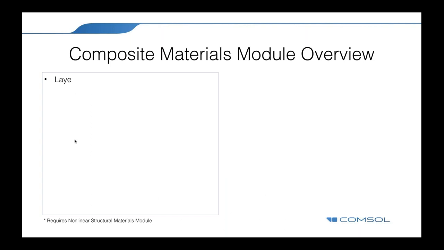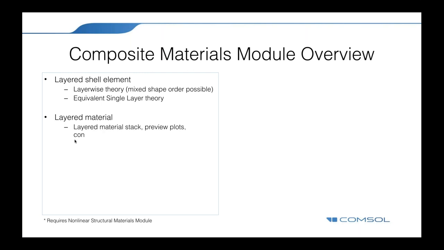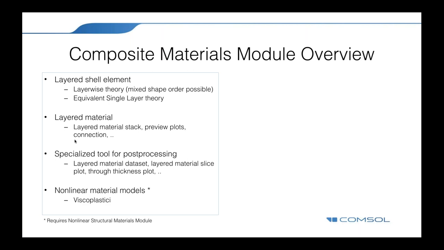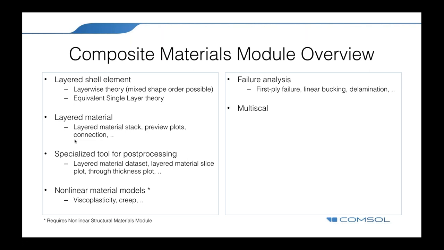The Composite Materials Module utilizes specialized layered material technology and provides two approaches that you can use to accurately model composite shells: layer-wise theory and equivalent single layer theory. Additionally, when you combine the Composite Materials Module with other modules from the COMSOL product suite, you can extend your models to include heat transfer, electromagnetics, and fluid flow effects, all within the same simulation environment. And you can also do failure analysis. If you want to create a micro or a macro mechanical analysis, that's also possible. So you can calculate the homogenized material properties of a composite structure.